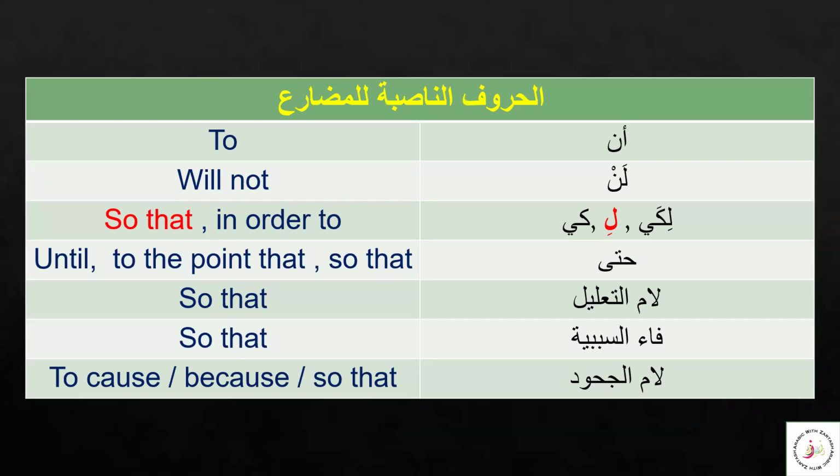We know that we have the huruf al-nasba lil-mudari: an and lan, li and kai, which can be separate or joined together. Hatta, lam talil, fas sababiya, lam al-juhud. Just remember these terms, and inshallah we'll see them in detail as well. These are all the huruf al-nasba lil-mudari. An means to, lan means will not, likai means so that, in order to. Hatta is until, to the point that, so that. Lam talil can be so that, fa sababiyya is so that. These are all conditions, and lam al-juhud is to cause, because, and so that.